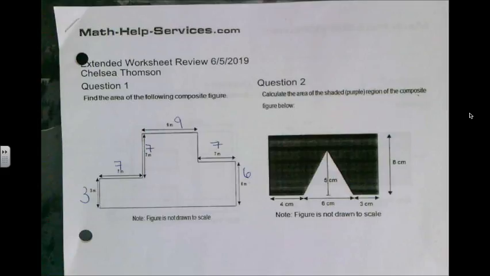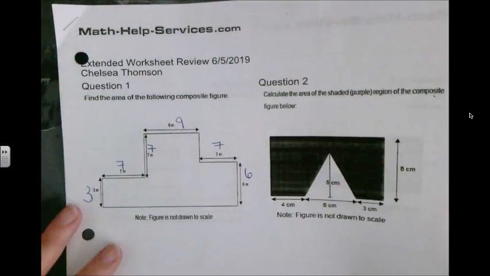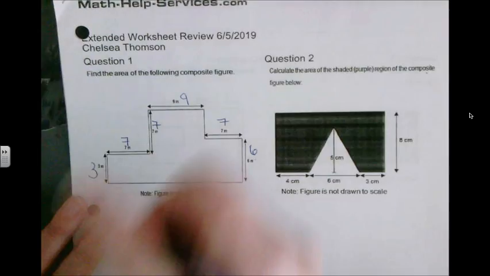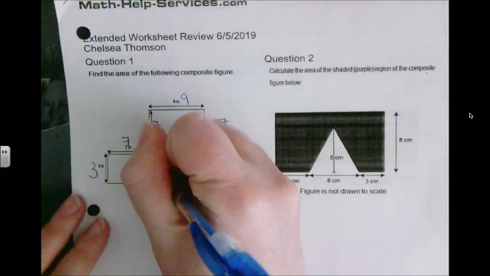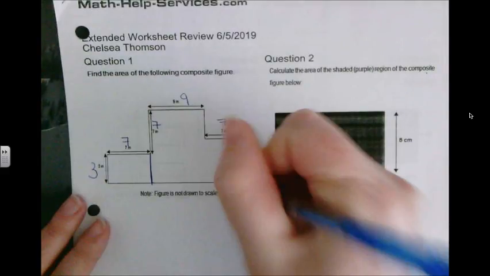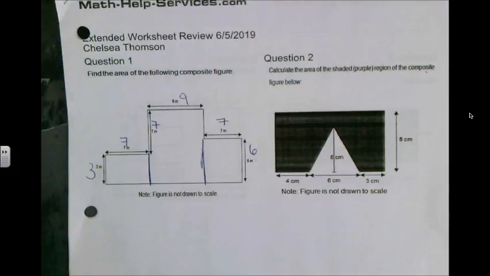Okay, so if I'm trying to find the area of this figure, what I would do is I would split it up into shapes that I already know how to do and that I already recognize, okay? So I'm going to split it up into 3 rectangles for right now. If you feel the need to split it a different way, as we discussed in class, that's fine.